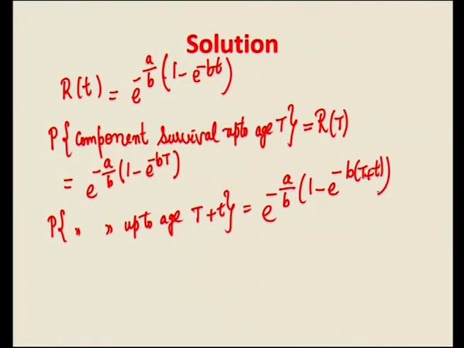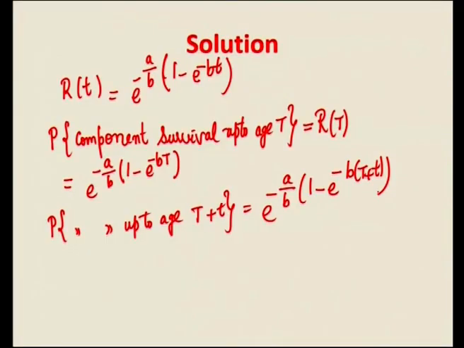Once you find the cumulative hazard function capital H of t, you can replace it depending on the question which is asked there. So, the probability of component survival up to age capital T is given by R of capital T, and the probability of component survival up to age capital T plus t is given by e power minus a by b into 1 minus e power minus b times capital T plus t.